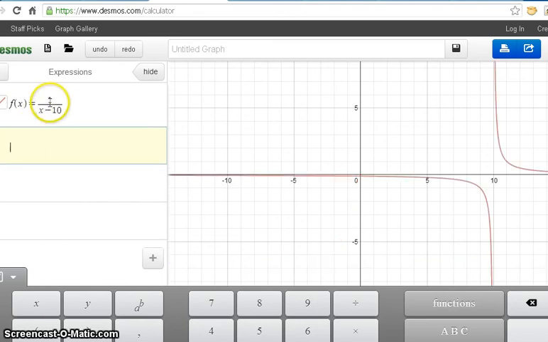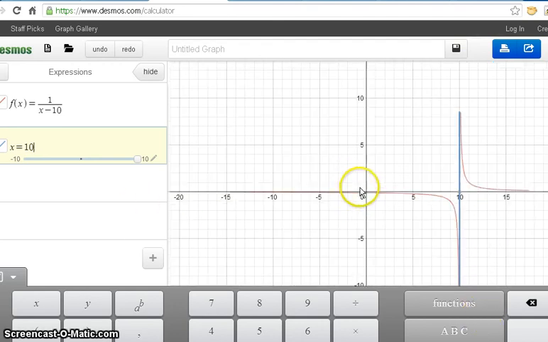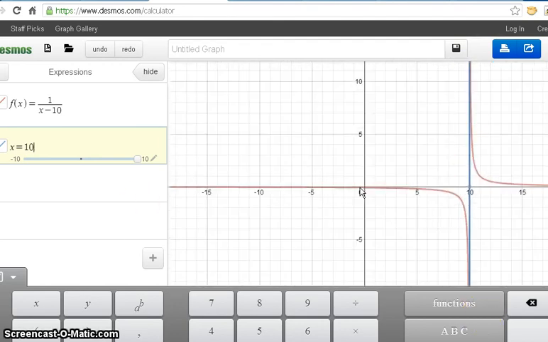Going back to the previous rational function, which has a vertical asymptote at x equals 10. And as you can see here, this vertical line, the graph will not cross. It approaches it in both directions, but it never quite ever crosses it, no matter how far away we get.